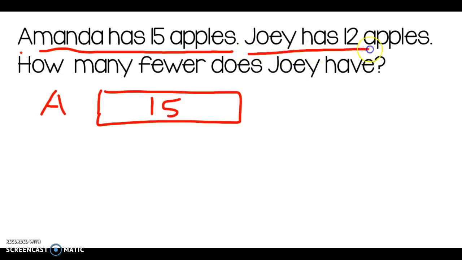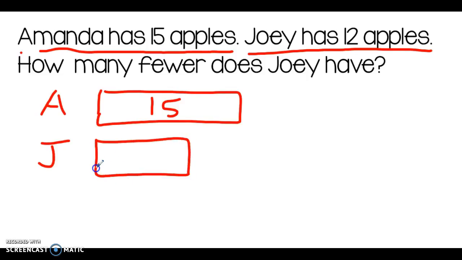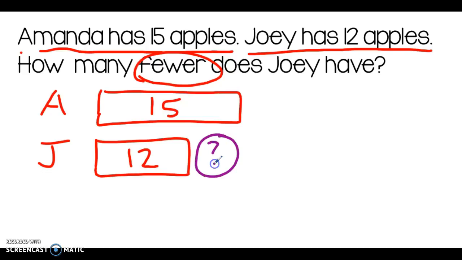I also know that Joey has 12 apples. Since 12 is smaller than 15, I'm going to make his bar smaller and give him 12 apples. I'm looking for how many fewer. In this space that I have left, I'm going to draw a circle. This represents how many more or how many fewer. So that is the unknown in this case.